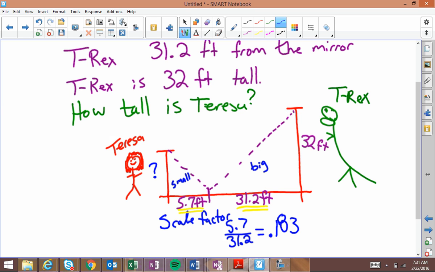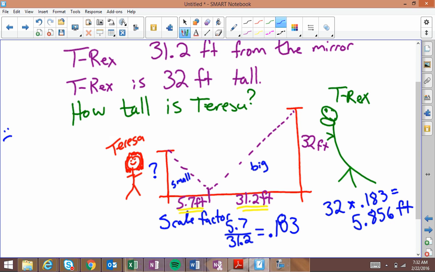So, to find the height of Teresa, I'm going to take the corresponding side, the height, so the T-Rex is 32 feet tall, multiply it by my scale factor. This will give me the height of Teresa, who is 5.856 feet tall. Now, again, I'm going to stop to make sure my answer makes sense. Does it make sense for a person to be between 5 feet and 6 feet tall? Yes, it does.